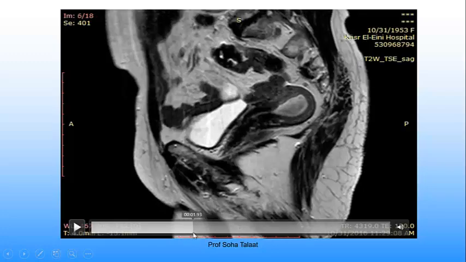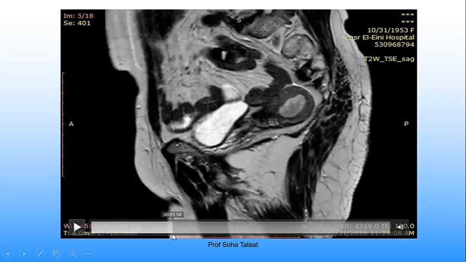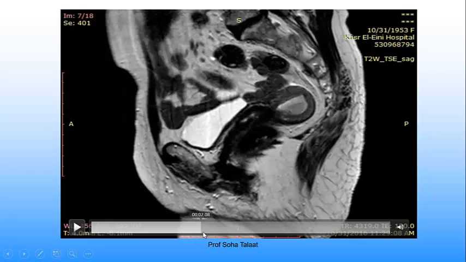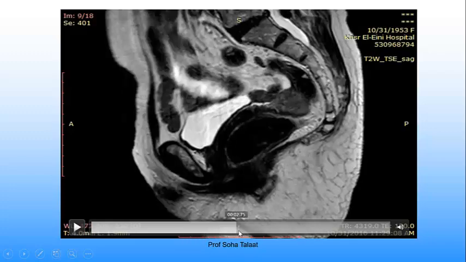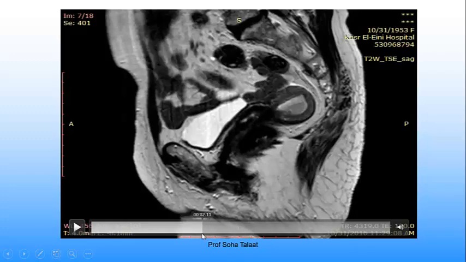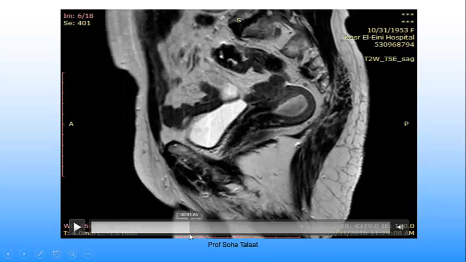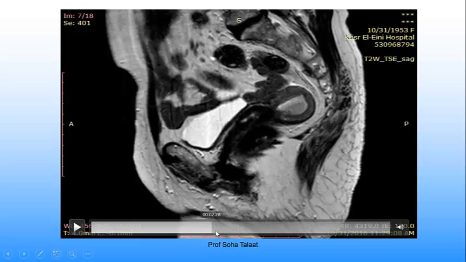This is the uterus. The uterus is retroverted. Note the fundus is looking posteriorly. And there is an intracavitary lesion present inside, hypointense. This is not the normal endometrium.